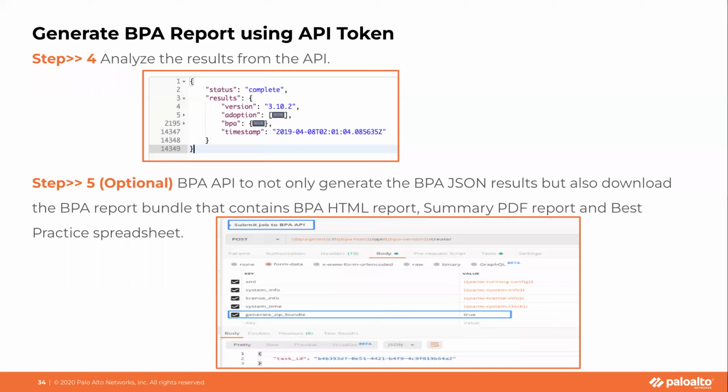Now you have generated the report either through using an API token or through using the Panorama tech support file. You have the report. Now let's have a look at how you can identify and prioritize best practices.